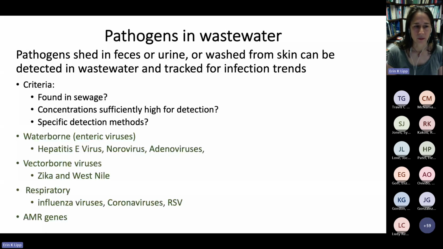Interestingly, you can also detect some vector-borne viruses, including Zika, West Nile, and of course, respiratory viruses, influenza viruses, coronaviruses, RSV. In addition, we can also use it to look for any number of antimicrobial resistance genes. I'm sure this list will grow as people start trying to understand what you can find in wastewater. But it's a tool that really goes beyond just your enterics that you might think of as being shed in feces to a broad array of potential pathogens.